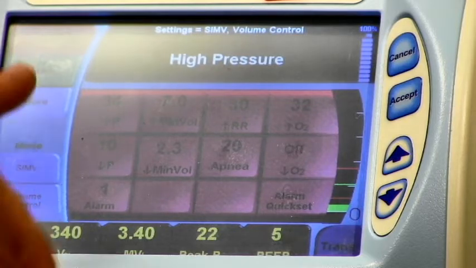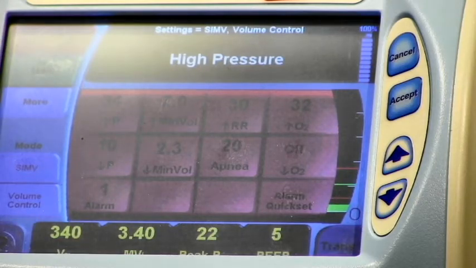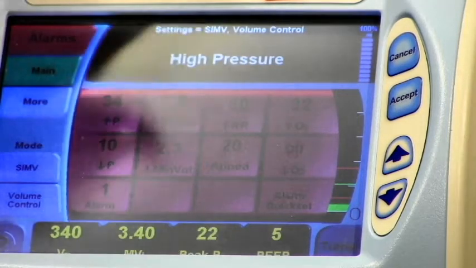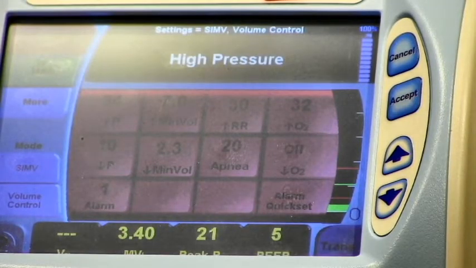It won't last long, but if you have an air leak or a circuit disconnect, it's not going to go away. So when I say high pressure, I think patient. When I see low pressure, I typically think circuit. So those are the first things I want to check. Over here on this side is your increased minute volume. Increased minute volume may be increased patient efforts of breathing.